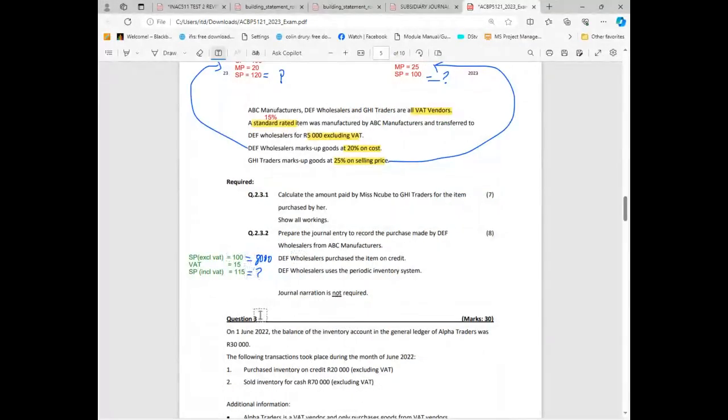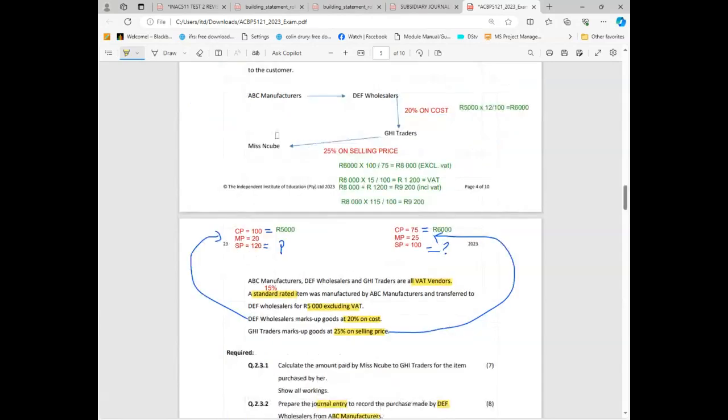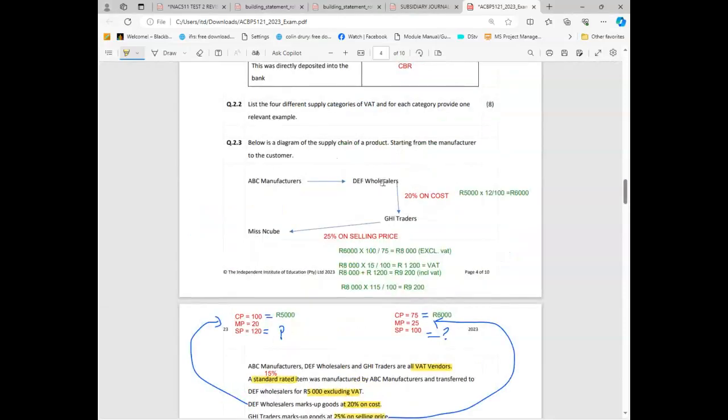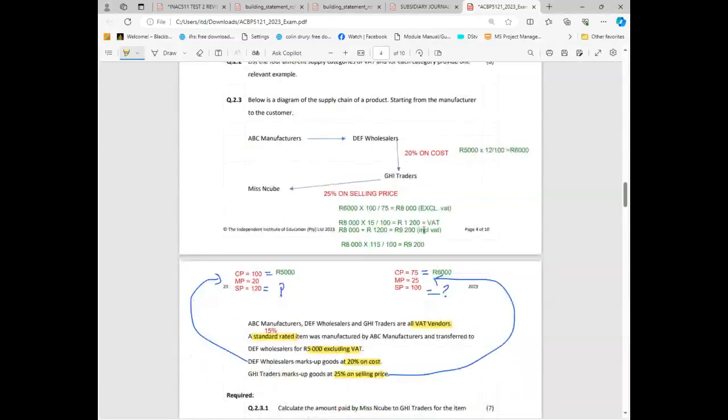3.2, they say prepare the journal entry to record the purchase made by DEF from ABC. So they want the transaction between the two. They say made by, to record the purchase. In other words, DEF bought from ABC. So they just want you to show the purchase, because they bought from there. So when they bought, they want you to show the journal entry.